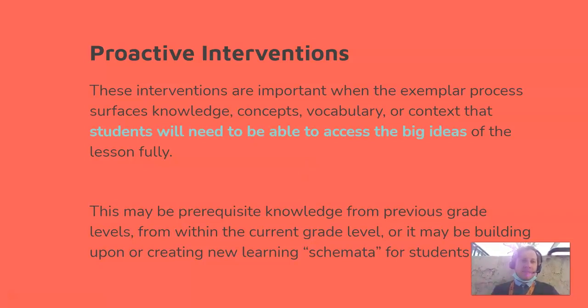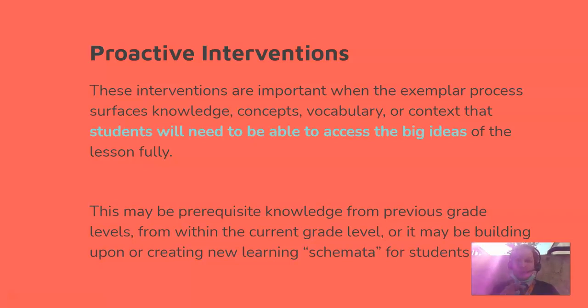Well, the first are proactive interventions. These are interventions that are important when the exemplar process surfaces knowledge, concepts, or vocabulary that we realize students are going to need to be able to access. I'm going to say that again, to access the big ideas. What this is not, these interventions are not front loading all the content of the lesson or the key concepts of the lesson. We want students to productively struggle.